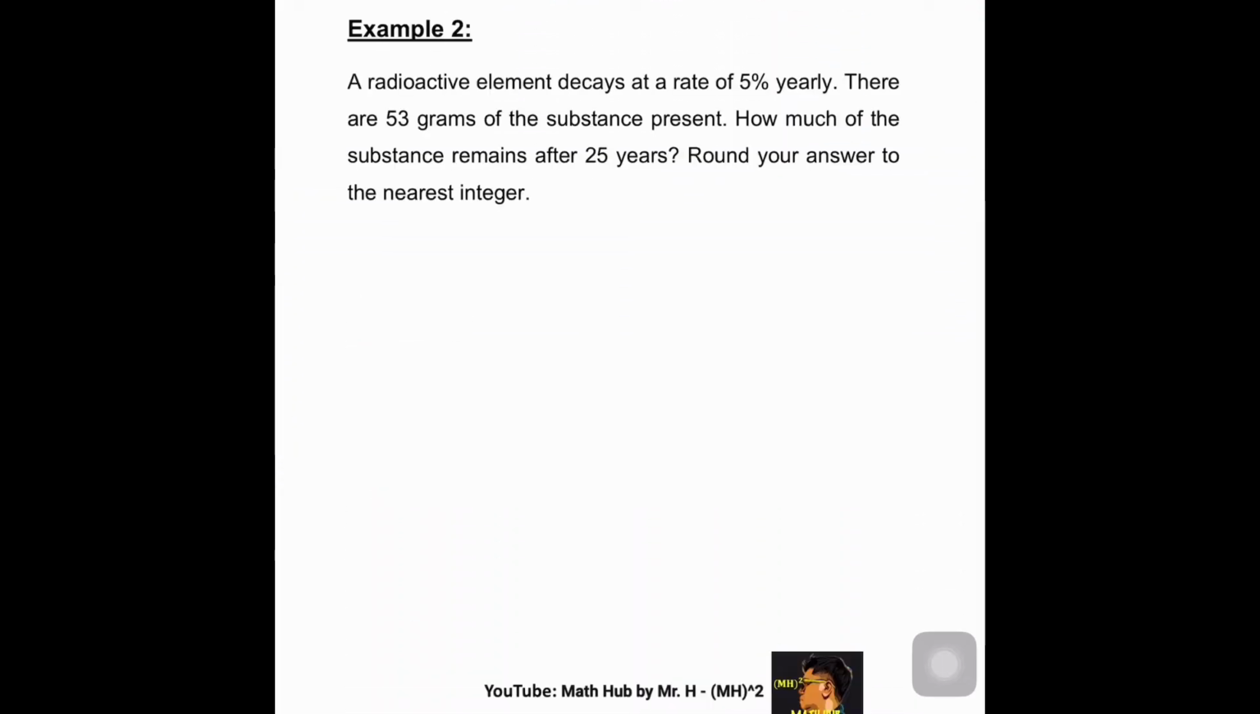A radioactive element decays at a rate of 5% yearly. There are 53 grams of the substance present. How much of the substance remains after 25 years? Round your answer to the nearest integer. This is an example of exponential decay, and we need to recall the formula for exponential decay, which is y equals a times (1 minus r) to the power of t.